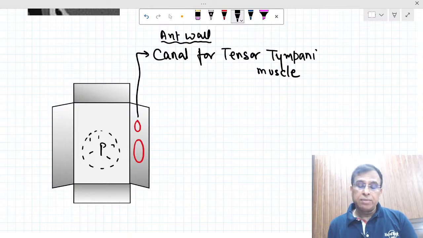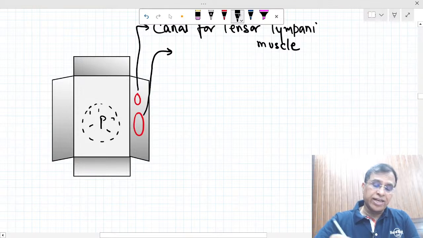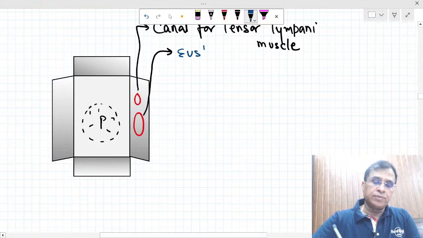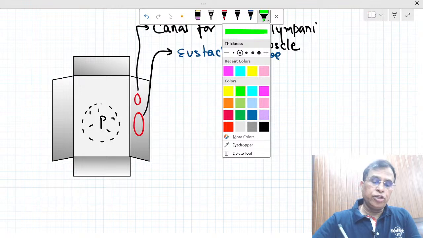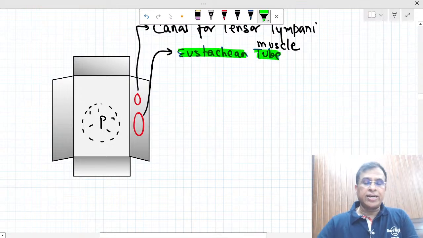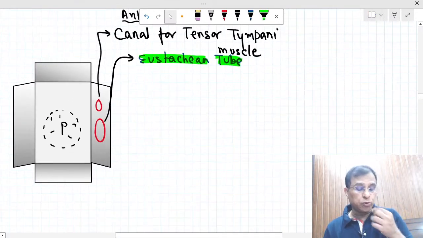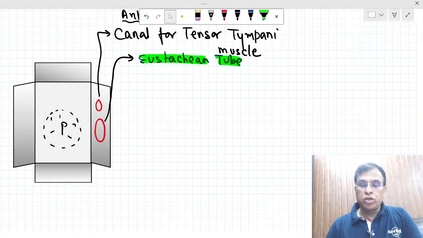But the bigger opening is a very important opening, and everybody knows this opening. This is the Eustachian tube opening, isn't it? Now the Eustachian tube is a very popular MCQ. They ask you 3 to 4 very common questions from the anatomy of the Eustachian tube, and let us discuss that anatomy. But before I start, these are the two things on the anterior wall: the canal for tensor tympani muscle and the Eustachian tube.